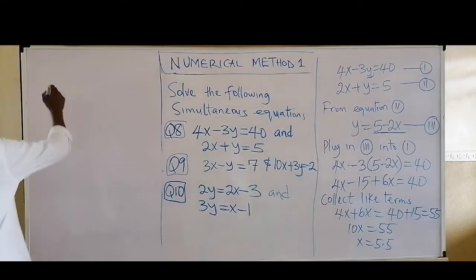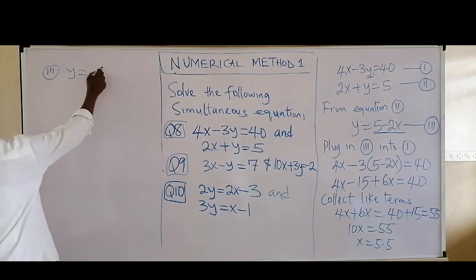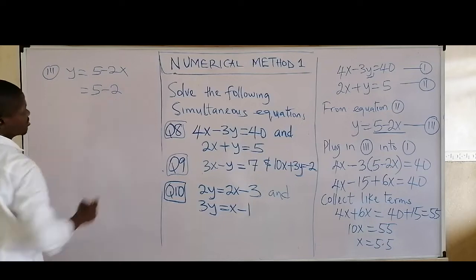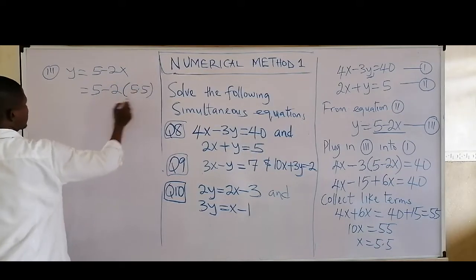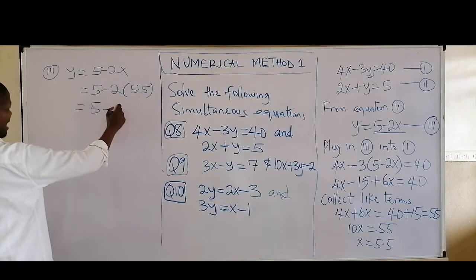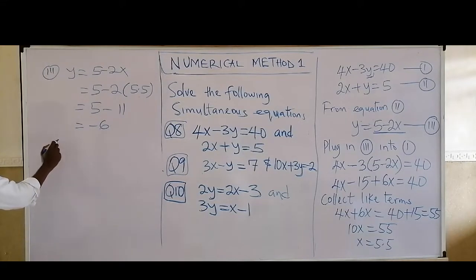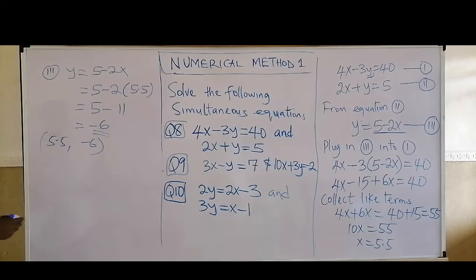From equation 3, y is equal to what? 5 minus 2x. And that will be equal to 5 minus 2 times our x, which is 5.5. That will be 5 minus 2 times 5.5. That will be 11. That's minus 6. So we have y equals minus 6. So that will be 5.5 comma minus 6 for that question.